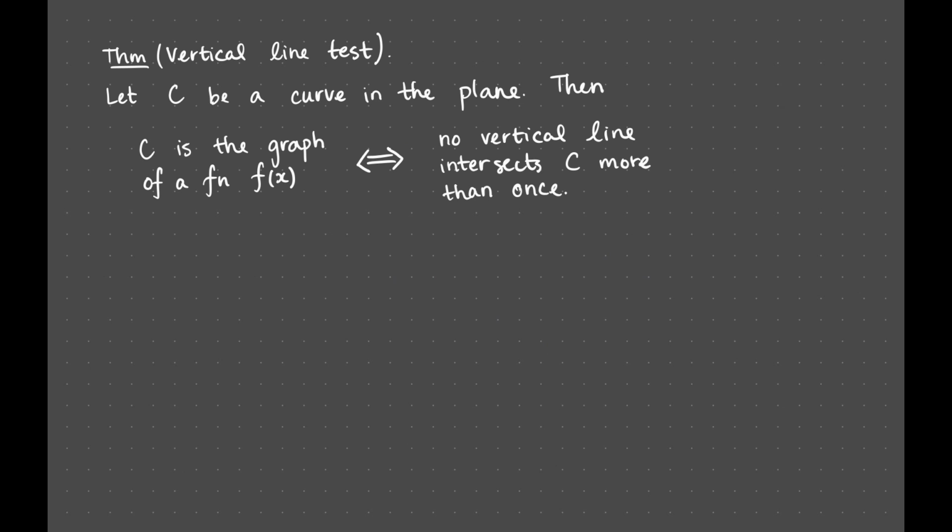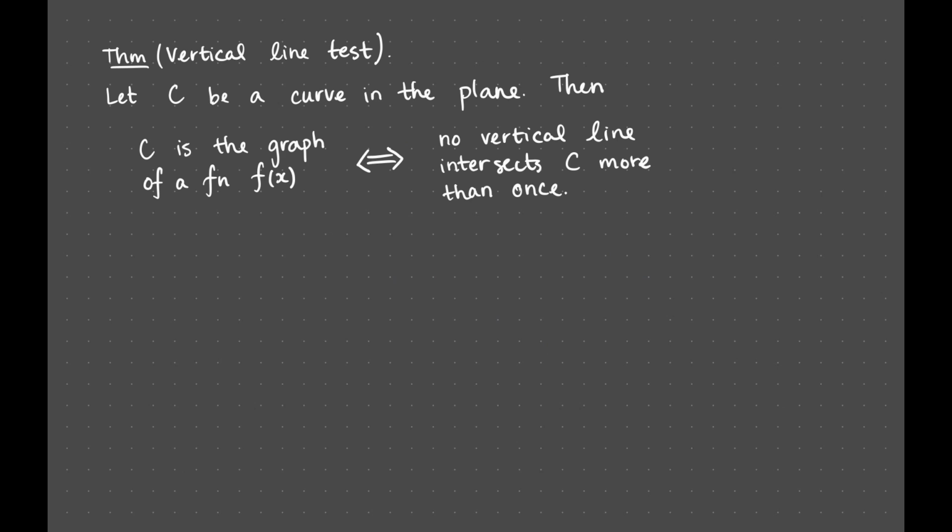The double-sided arrow used here indicates that the two statements on either side are equivalent to one another. That is, if one is true, then so is the other, and vice versa. This means that the vertical line test really contains two statements about a given curve in the xy plane. On the one hand, if the curve is a graph of a function of the variable x, then no vertical line intersects the curve more than once. On the other hand, if any vertical line intersects the curve more than once, then the curve is not the graph of a function.